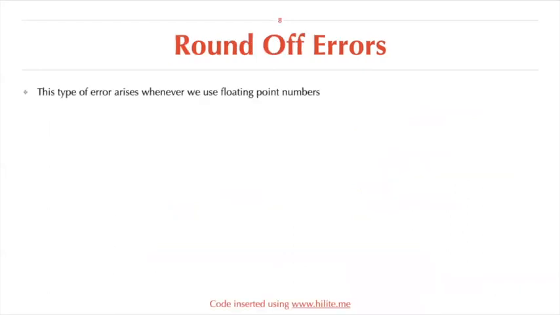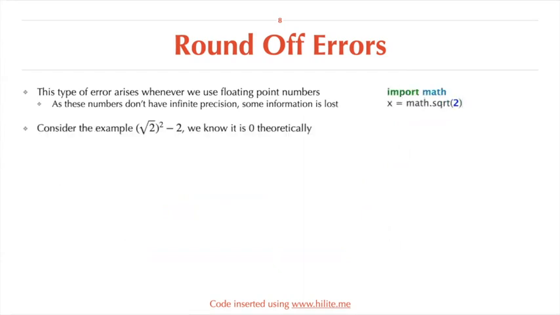Okay. As I said, this type of error arises when we use floating point numbers. For example, square root of 2, pi, pi over 2, e. Because these numbers don't have infinite precision, some information is lost, as we will see next. So let's consider, for example, this number, where we want to do this computation.